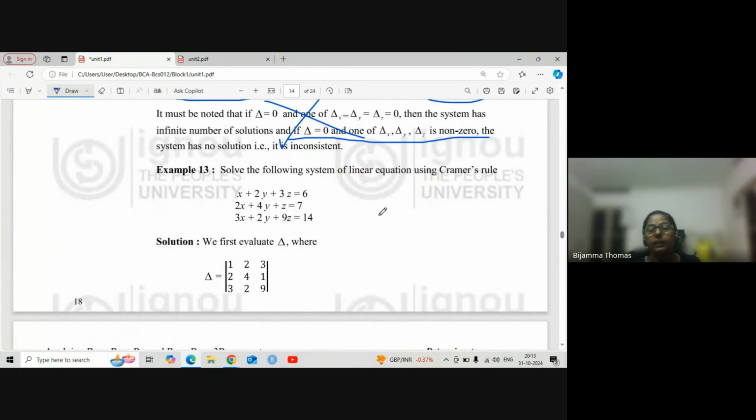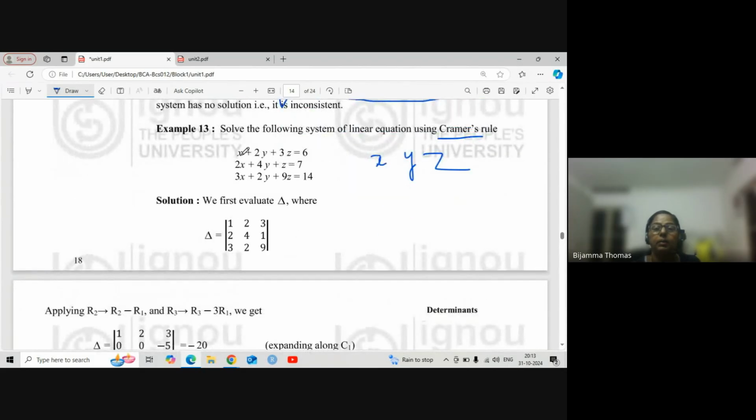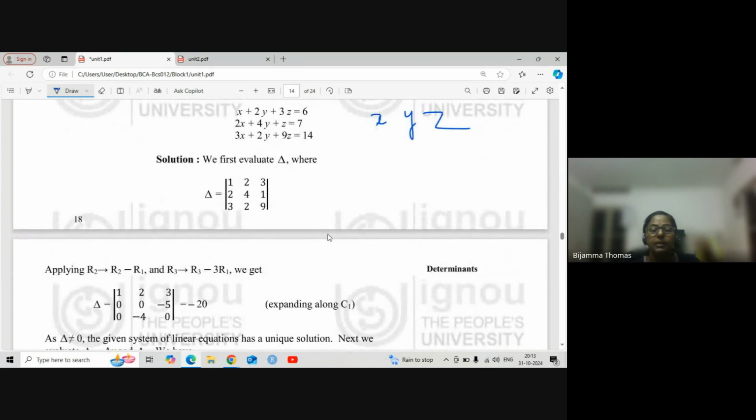Now let us do one problem. Solve the following system of linear equations using Cramer's rule. We are given a system of 3 equations in 3 unknowns. The variables are x, y, and z, right? Then the determinant delta will be the determinant of the coefficients of the equations, that is first row 1, 2, 3, second row 2, 4, 1, and the third row 3, 2, and 9. And these are d1, d2, d3: 6, 7, and 14. Is it clear?